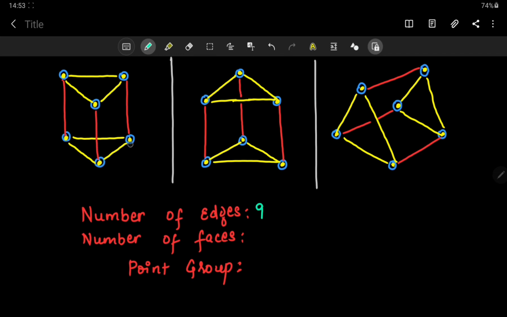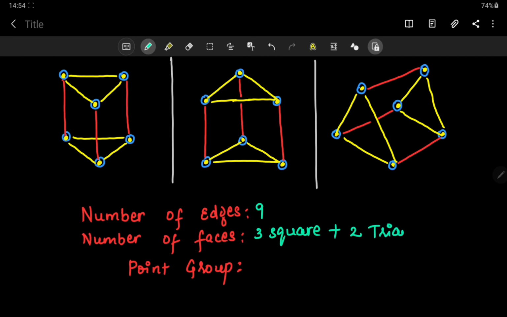Number of faces: one square face towards your right hand side, one square face towards your left hand side, and another square face that is away from the viewer. 3 square faces. There is a triangular face above, there is a triangular face below. Altogether there are 5 faces. Different orientations can also be seen. Out of these 5 faces, 3 are square faces and the other 2 are triangular faces.